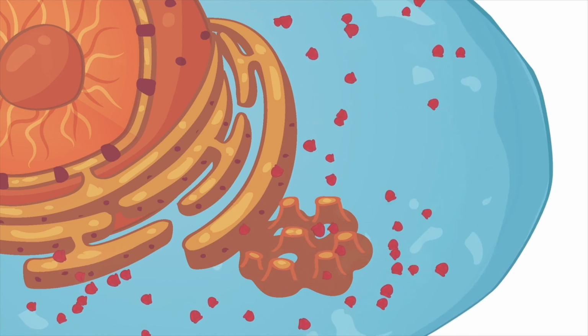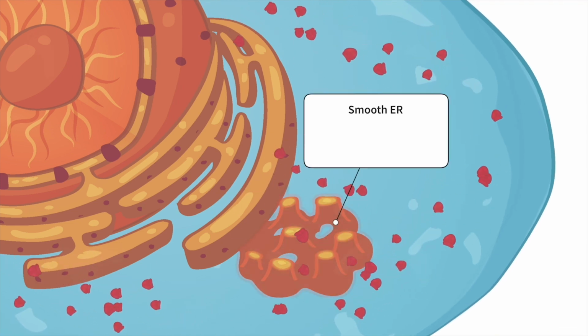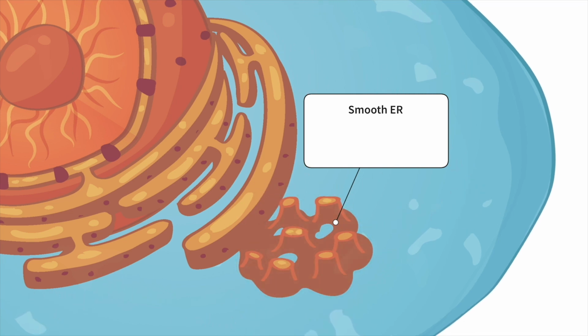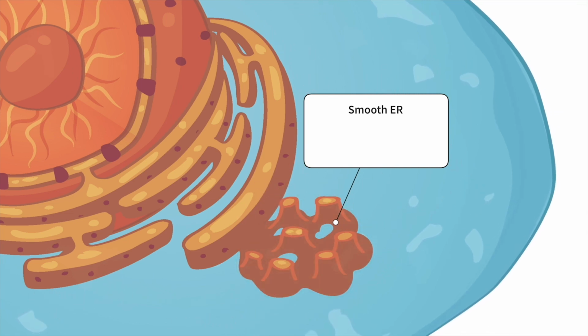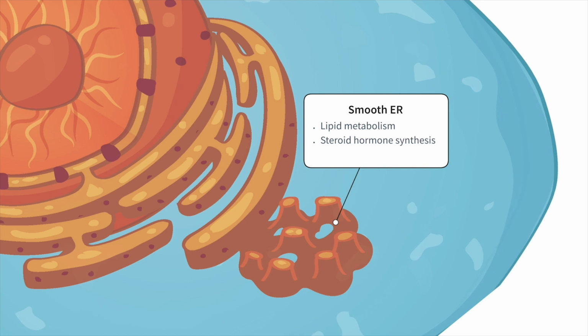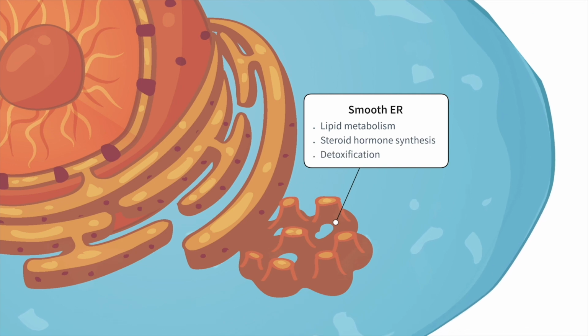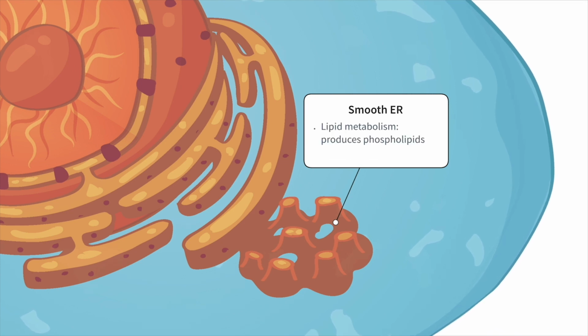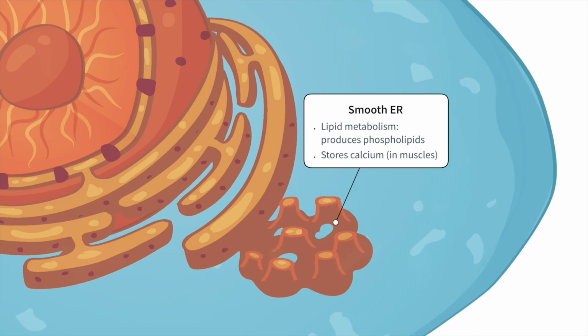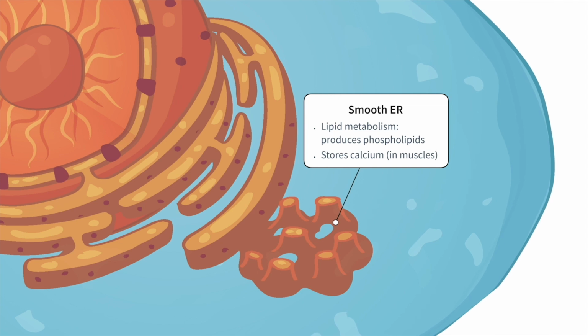The smooth-shaven cousin of the rough ER is the smooth ER, which is not speckled with ribosomes. The smooth ER plays important roles in lipid metabolism, steroid hormone synthesis, and detoxification. And since the liver is the central site of detox in the body, liver cells tend to have an extensive smooth ER. As part of lipid metabolism, the smooth ER produces the phospholipid components of cellular membranes. The smooth ER in muscle cells is specialized to store calcium for muscle contraction. So, in muscles, the smooth ER is referred to as the sarcoplasmic reticulum.